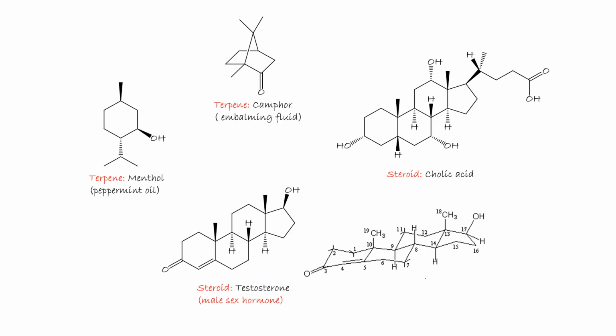Here are some examples of cycloalkanes in nature. From the terpenoid class, we have the menthol structure. Here we have the camphor structure, bicyclic. From steroids, we have folic acid here, and also from steroids, the testosterone hormone.